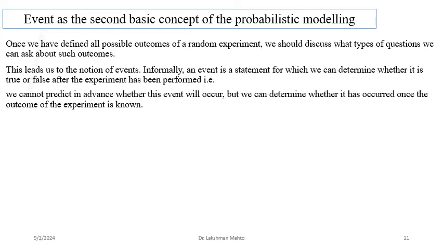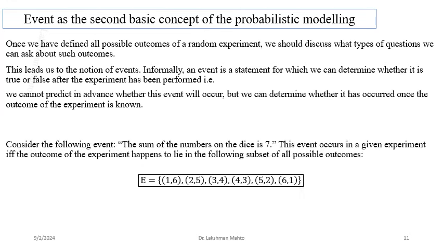So I will take an example here. Like if you toss two dice together and you come up with a statement like the sum of the numbers on the dice is 7. Remember that your general outcome is (i, j). And there you come up with a statement, the sum of the numbers on the dice is 7. Is it a statement or not? It is having either T or F, truth value true or false. It would be either true or false.